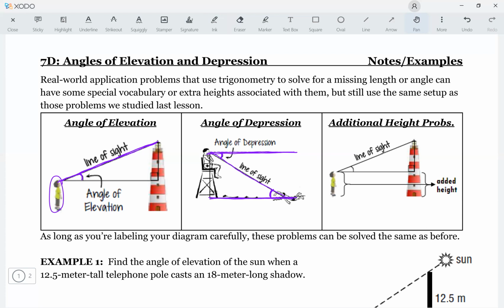And additionally, in our third diagram, sometimes we're going to have to take into account that person's actual height. If we're measuring objects that aren't quite as tall, where somebody's height at 5 feet, 6 feet, whatever, that's going to be significant compared to the height of the object we're trying to figure out. And so we'll look at a couple of problems with that as well. So let's go ahead and jump in.